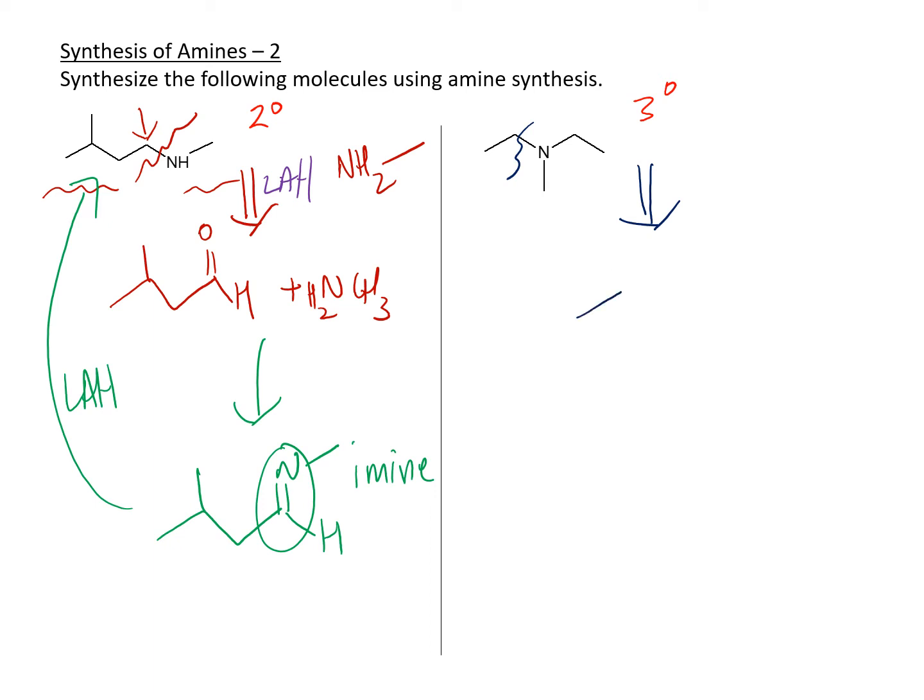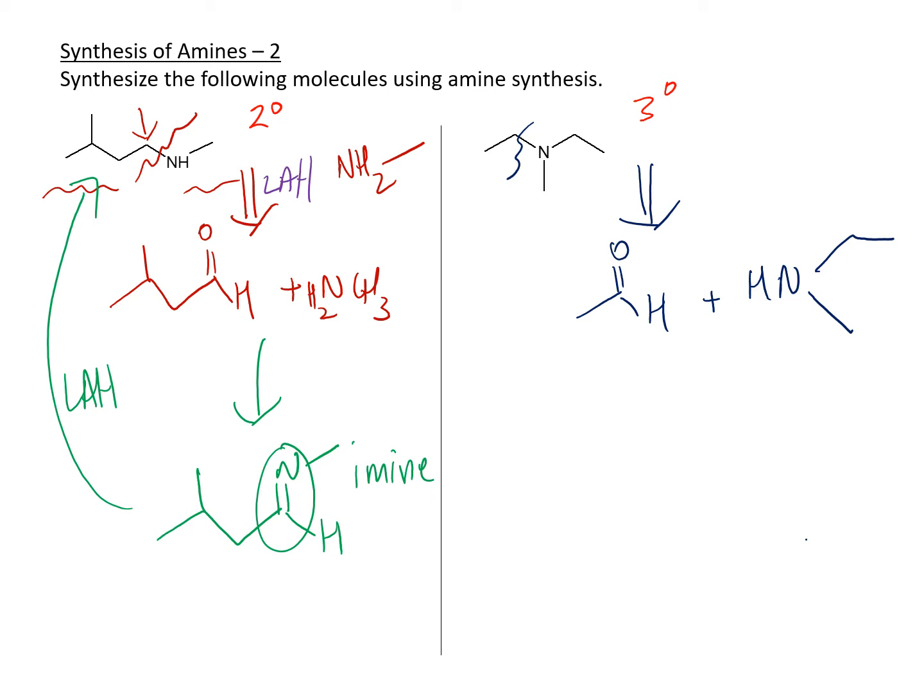So here, 2 carbons, and I need an aldehyde or a ketone. In this case, it's just going to be an aldehyde, and then on the right hand side, I'm going to have the N with the ethyl and the methyl group on it. So these are the 2 things that I need. What else do I need? I need a reducing agent.